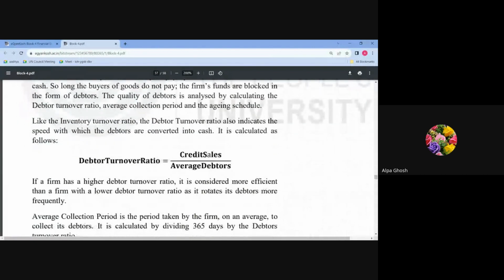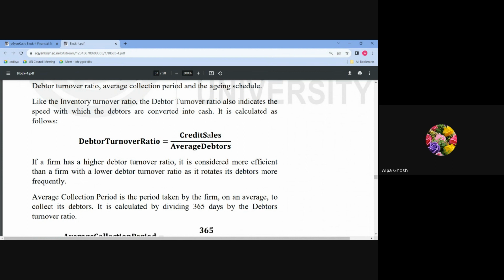Next, we will find debtor turnover ratio. Debtors arise out of credit sales. So in credit sales, when we compare it with average debtors, again we try to compare whether the firm is efficient with a lower debtor turnover ratio or it rotates its debtors more frequently. So we need to find out whether we have more debtors compared to our sales or the debtors are less.